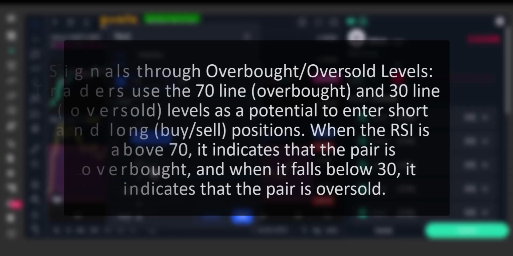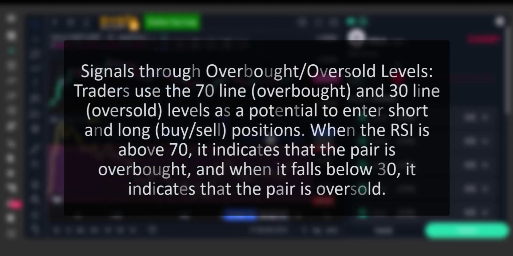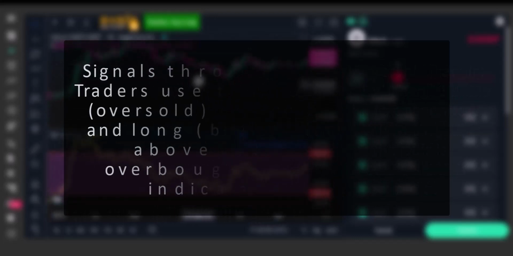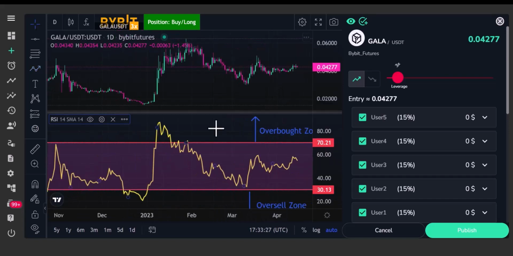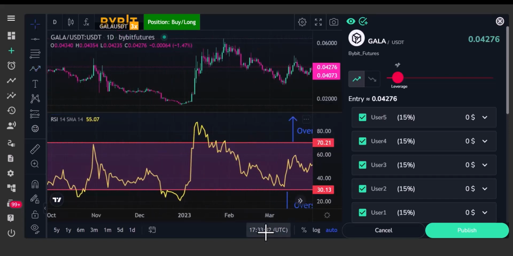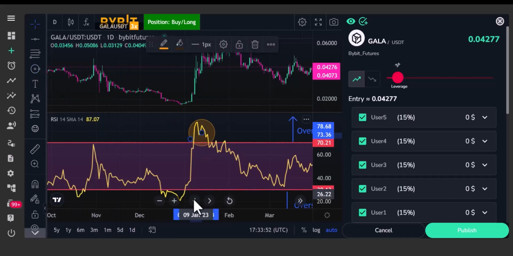Signals through overbought and oversold levels. Traders use the 70 line, overbought, and the 30 line, oversold, levels as a potential to enter short and long, sell and buy, positions. When the RSI is above 70, it indicates that the pair is overbought, and when it falls below 30, it indicates that the pair is oversold.